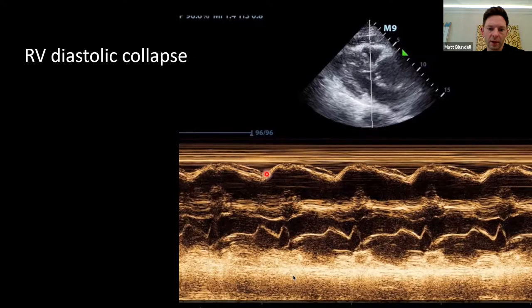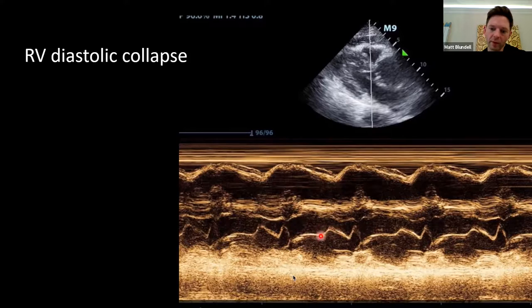this is the right ventricular free wall, and you see it collapsing in here. This is the right ventricle. This is the septum. This whole area here is the left ventricle. And this mountain range here is the mitral valve. This is the A wave. This is the E wave. This is the A wave.